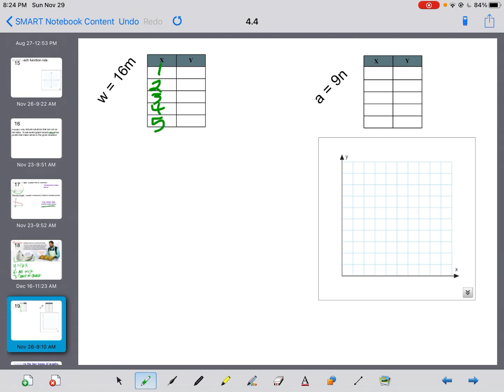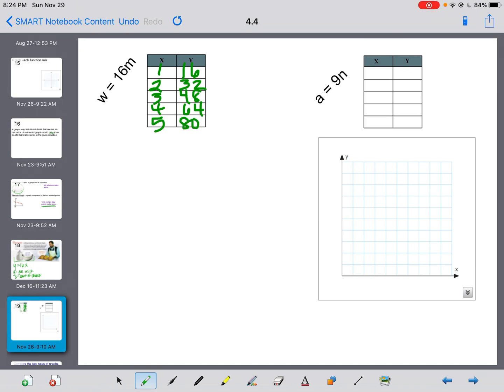Okay, so if I have 1, I plug in a 1. 16 times 1 is going to give me 16 ounces. 16 times 2 will give me 32 ounces. 16 times 3, 48, then 64, and then 80.